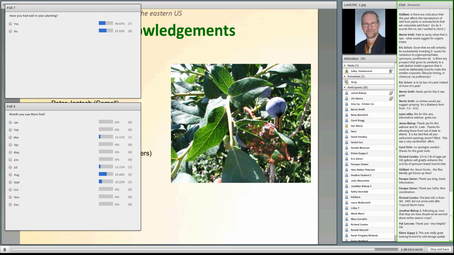Okay, if we drop down to Bernie Smith, he's asking, when would you suggest spraying for a blueberry farm between July 1 and September 15? Well, it may depend partly on where that blueberry farm is, and I would suggest monitoring starting July 1st. I would be happier if you were rigorous about the traps, maybe changing the traps more than once a week, looking for adults, and then spraying when you actually detect the adults.